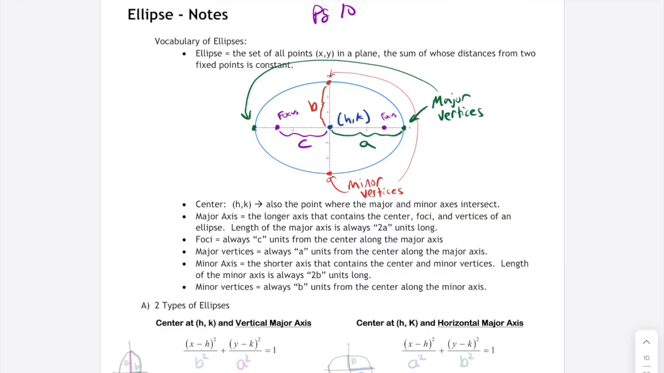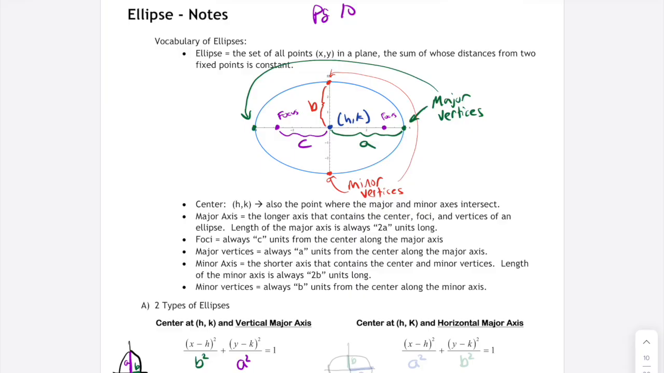It could be a vertical major axis. So it's like a tall ellipse. And in that case, that means a is going up and down. So we say that a squared is under the y minus k. The b is the shorter one. That's horizontal in this kind of ellipse. So we say the b squared goes under the x minus h.